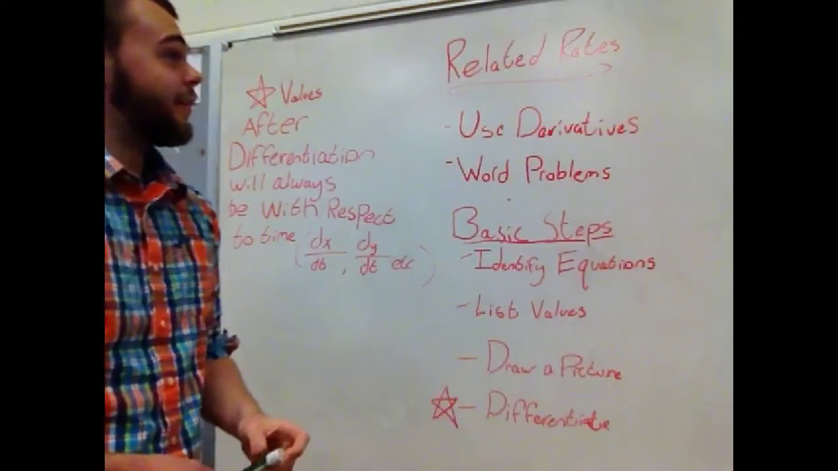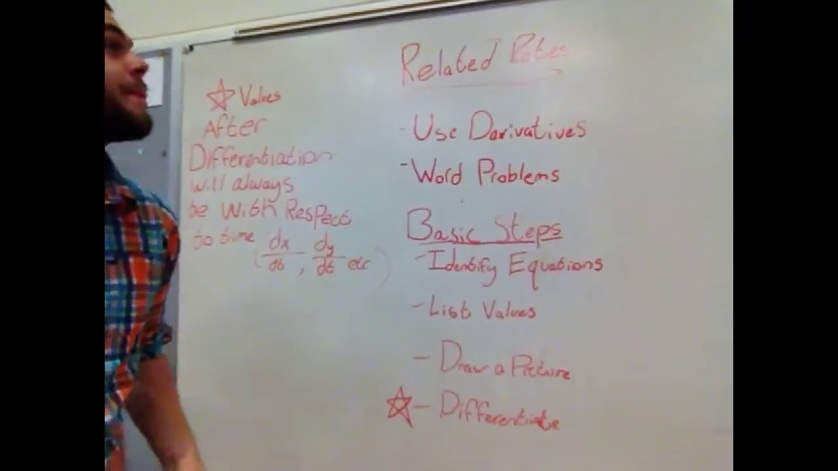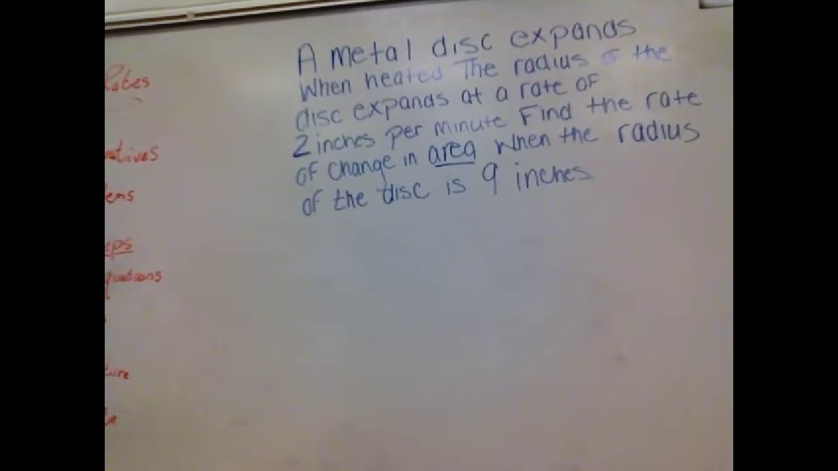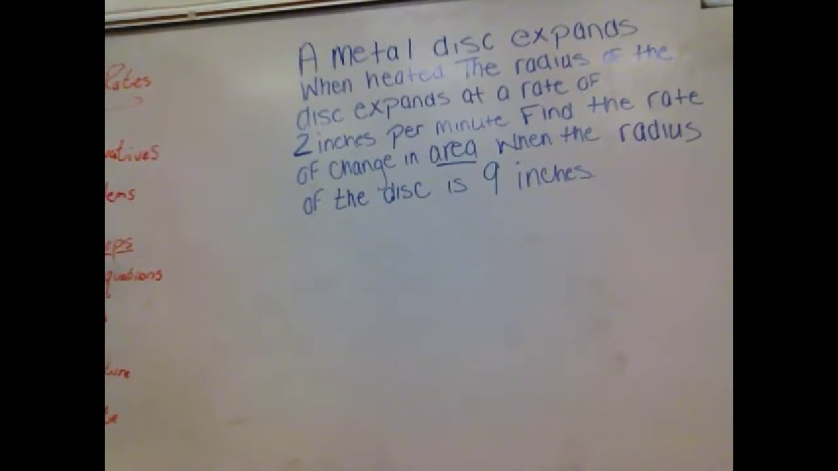All right, now let's start off with an easy example. A metal disc expands when heated. The radius of the disc expands at a rate of 2 inches per minute. Find the rate of change in area when the radius of the disc is 9 inches.